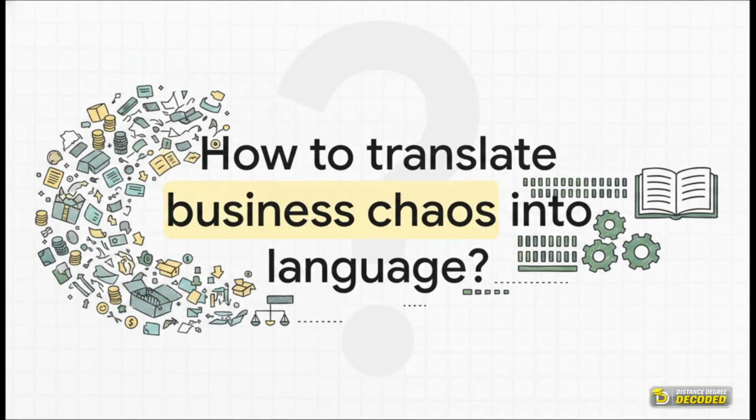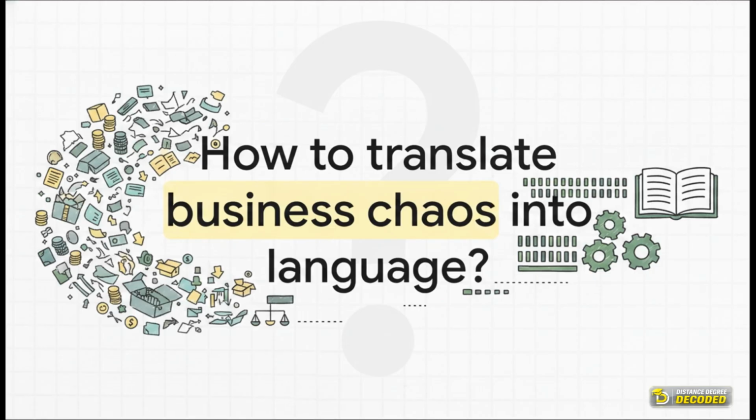Now, you might be wondering, how do we make sense of all that? I mean, a modern business is an absolute whirlwind of activity. Countless transactions, massive inventories, moving resources. It's pure chaos. The secret lies in translating that daily chaos into a rock-solid, structured set of rules.